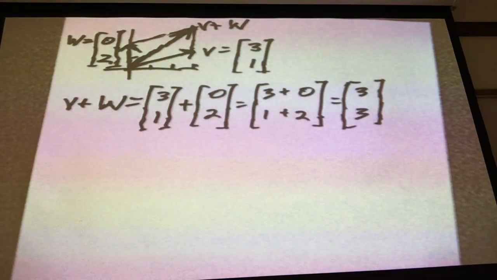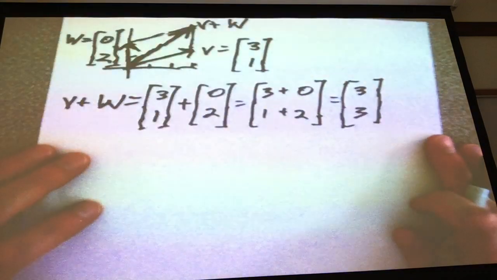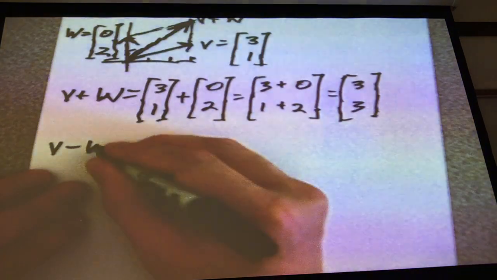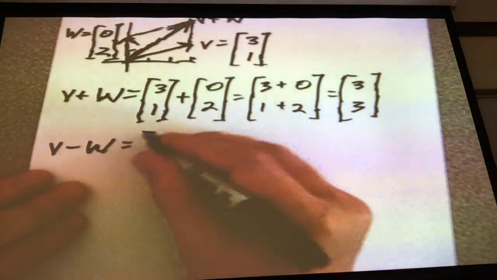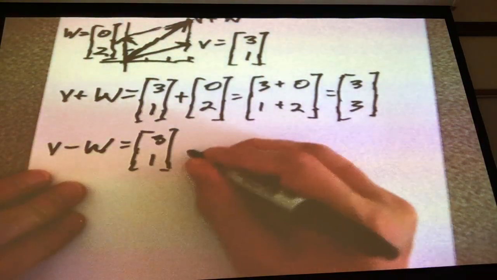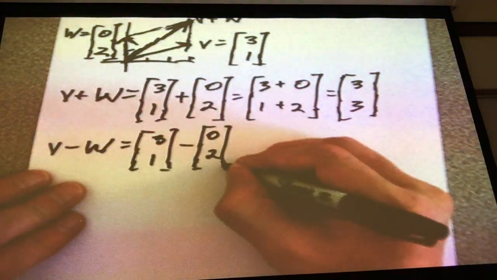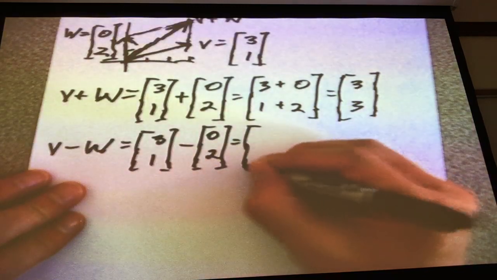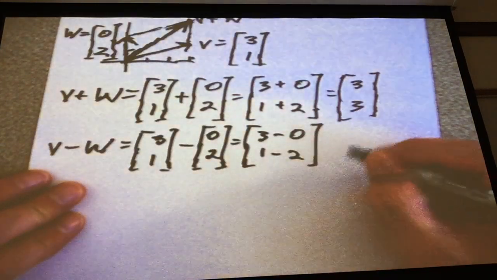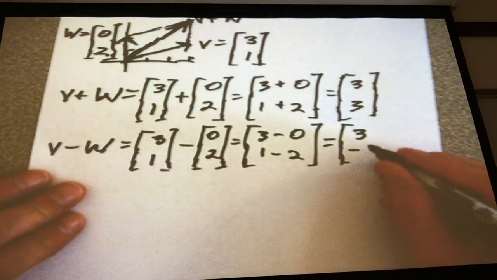But what about V minus W? So you have 3, 1, subtracting 0 and 2, so that becomes 3 minus 0 and 1 minus 2. Three, and 1 minus 2 is -1.